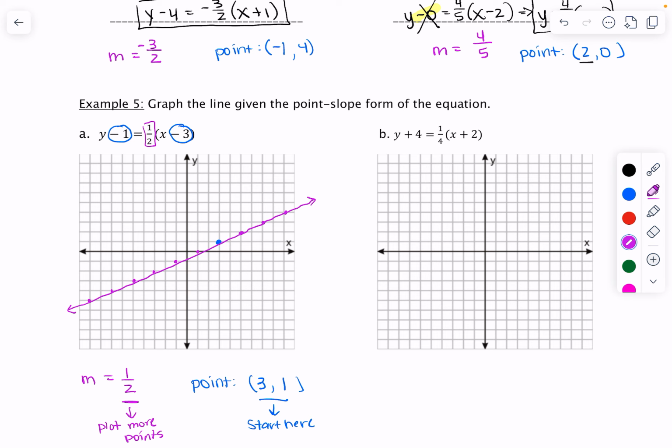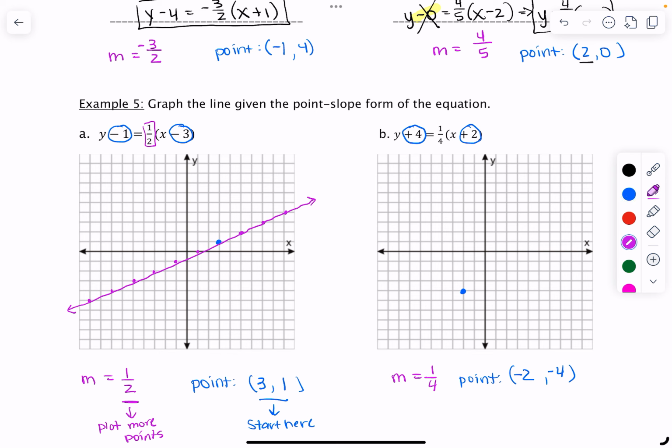Let's do one last example. So here, let's find my slope. Let's find the point that's given to me in the equation. My slope is going to be 1/4, and the point, the x value there's +2, so it's going to be -2. Y value here is +4, so the coordinate is at -4. So let's plot -2, -4, which is right here.